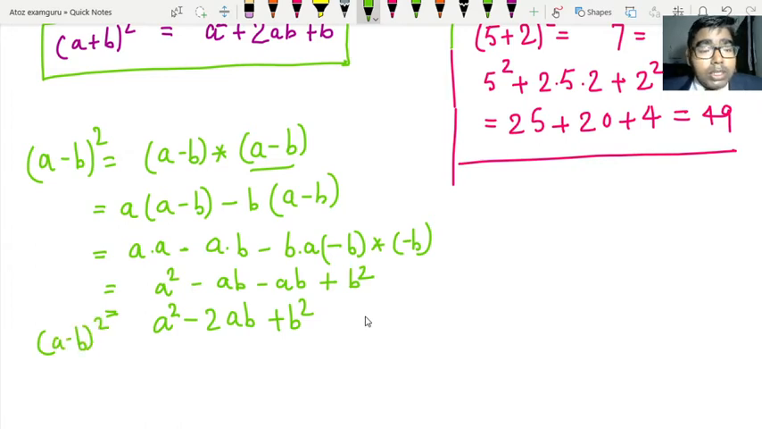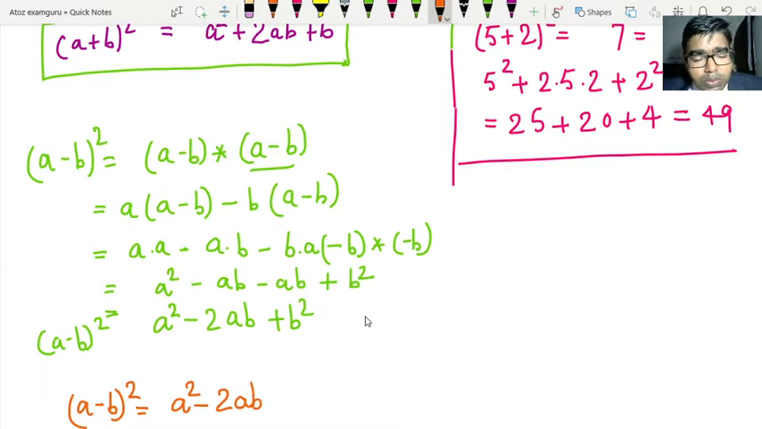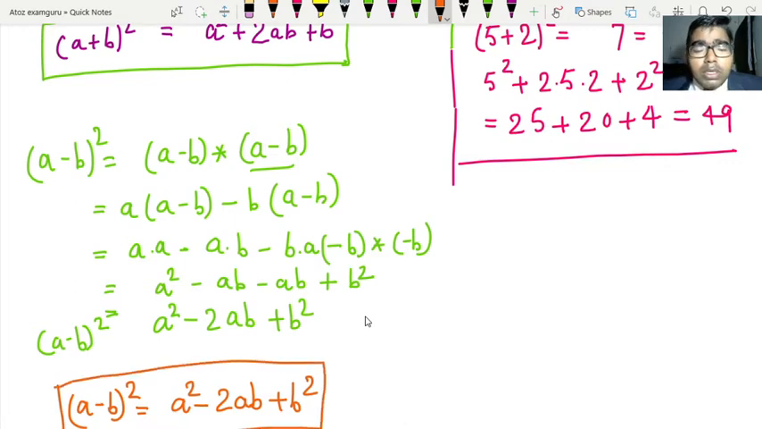So now you can write it as (a minus b) whole square equal to a square minus 2ab plus b square. Now let us solve a question based on this (a minus b) whole square. So let's take a question.